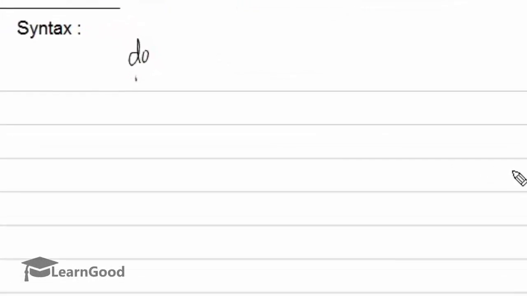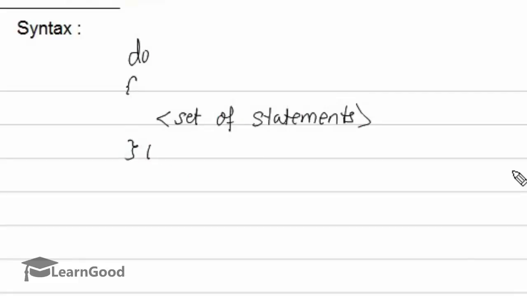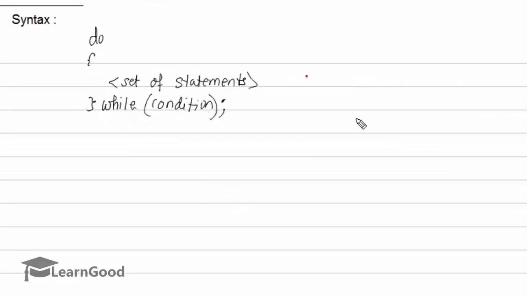So you have a do, and within the compound statement you'll have your set of statements, and then close this set of statements, and here we'll give a while and condition. After giving a condition, close bracket, and then you need to give a semicolon. Whereas the syntax of while was, we used to give a while, then the condition, but we didn't give a semicolon here. Whereas for do while you have a semicolon, and here you have a set of statements.